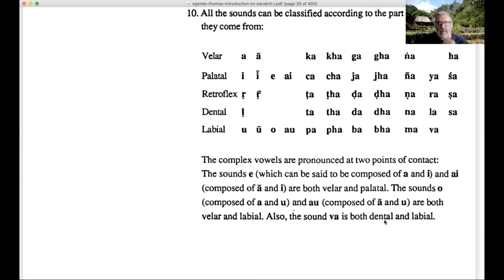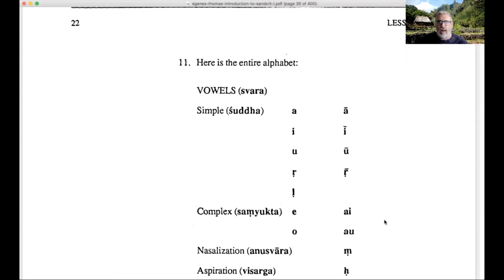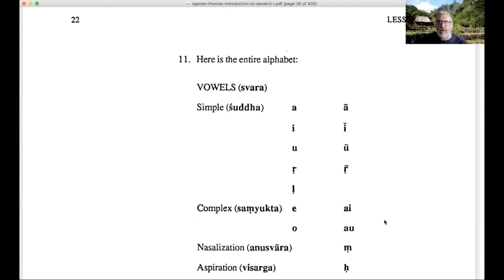So Panini says this. He says it's dental and labial. It's a mixture of dental and labial. So va, being a mixture of dental and labial, the sutra, I believe, is vakarasya dantostam. Vakarasya dantostam means of the va, kara, the danta, the teeth, and the osta, the lips. That's what Panini says. So that's explaining that.